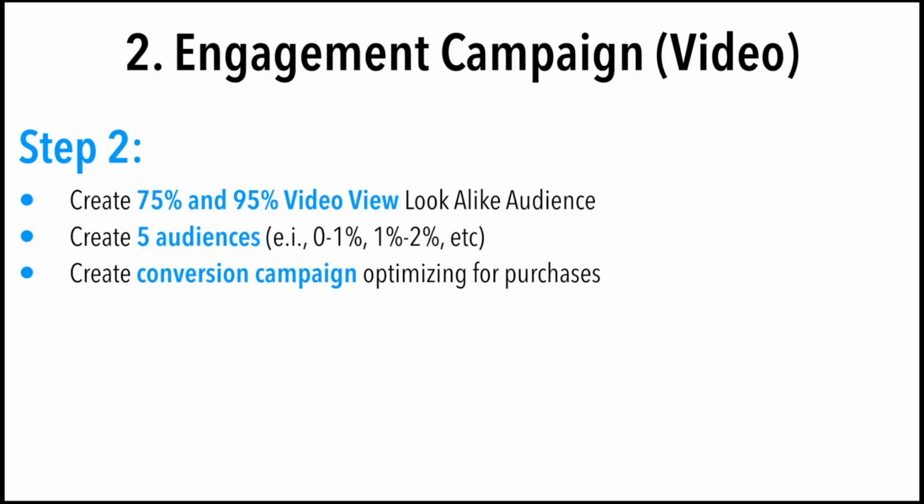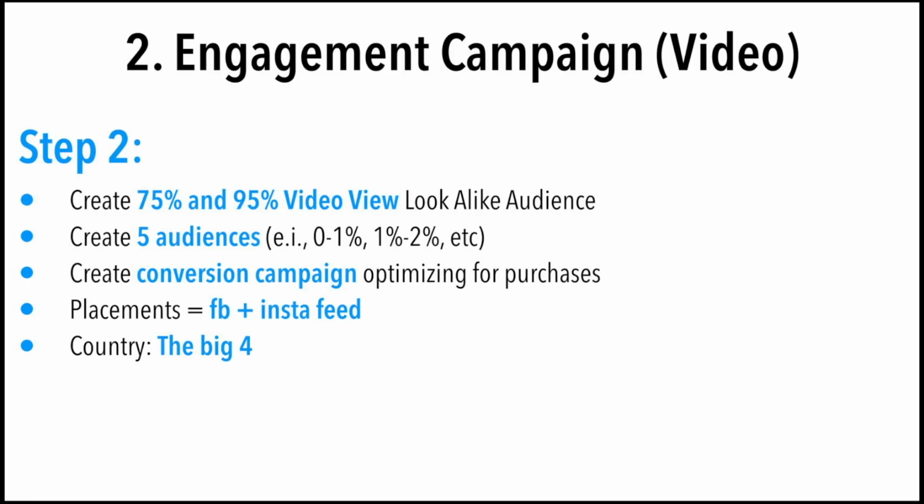So you're going to create those 5 audiences, and you're going to create a conversion campaign optimizing for purchases. And you're going to use these lookalike audiences that you've made to start testing for purchases. And again, we're going to stick to placements for Facebook and InstaFeed, and the countries are going to be the big 4.